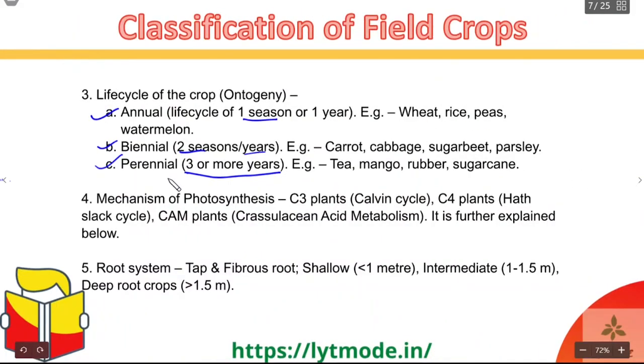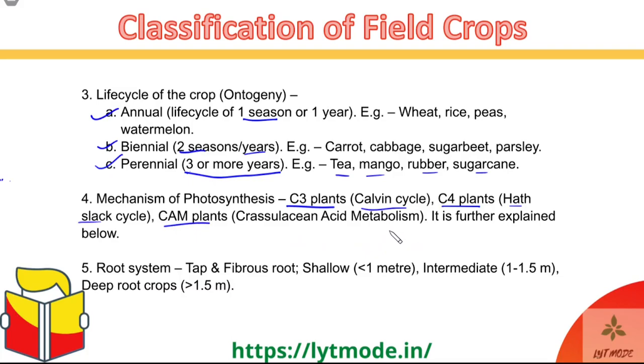So perennial crops are the ones which are grown for 3 or more years, basically more than 2 years. So tea, mango, rubber, sugarcane, all of these come under perennial crops. Then there is the classification on the basis of mechanism of photosynthesis, and over here there are the C3 plants which utilize the Calvin cycle, and then there are the C4 plants which use the Hatch-Slack cycle, and then there are the CAM plants, which use crassulacean acid metabolism.